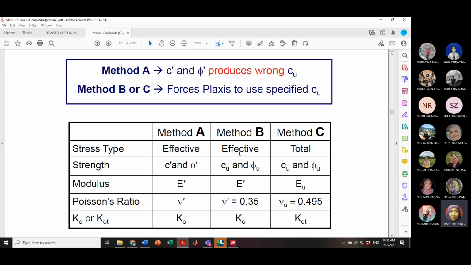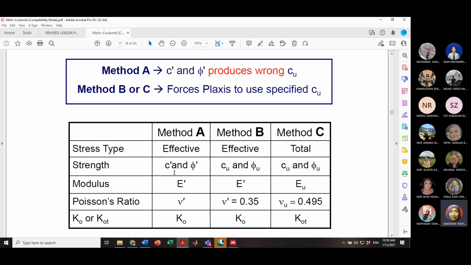Okay, method A is not recommended because dalam method A you akan nampak dia menggunakan effective stress parameter which produce wrong CU. Maknanya nilai CU tu tak tepat lah. So the best thing is using the method B. Method B ni yang mana in the undrained condition and so total stress parameter.